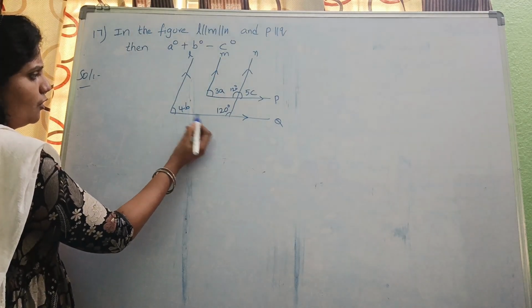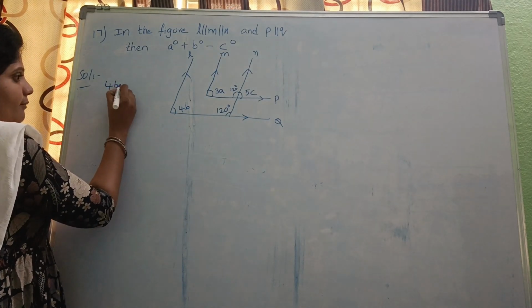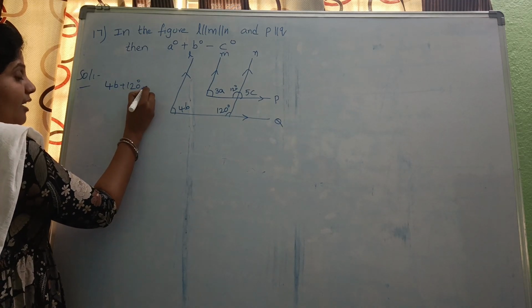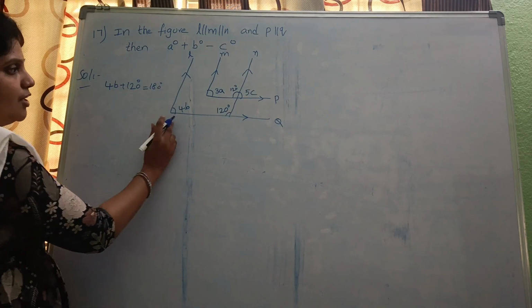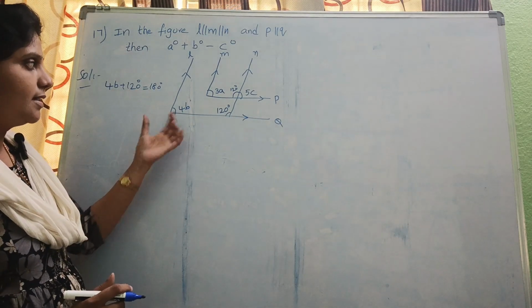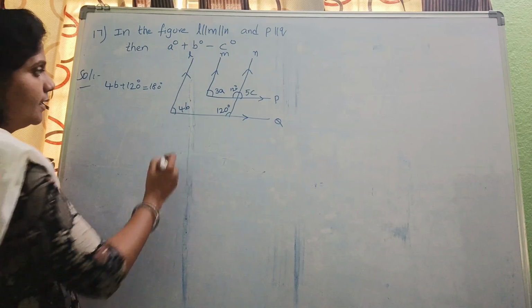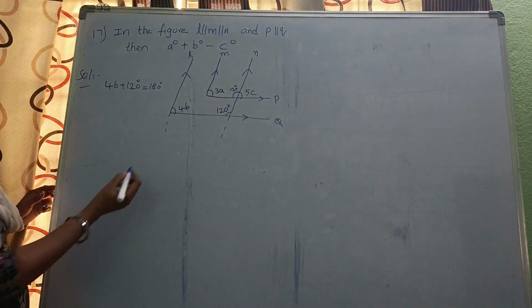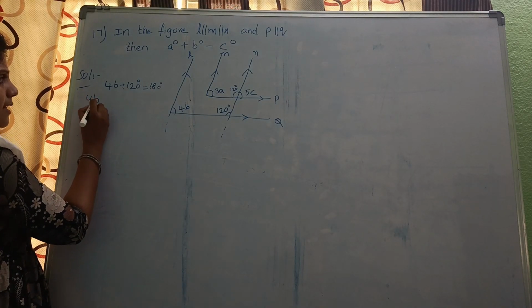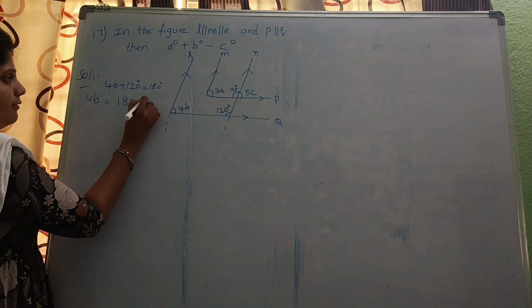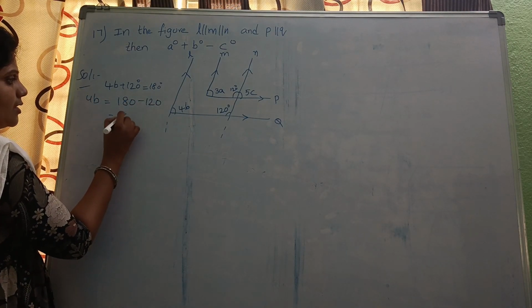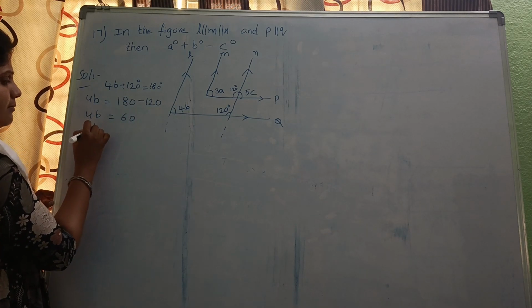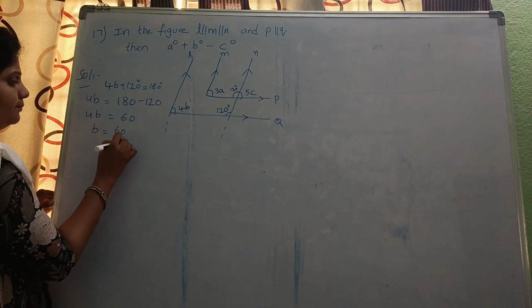So first we are going to solve 4B plus 120 is equal to 180. Why? Because what's the reason? These two are co-interior angles. Means these two lie on the interior part of the parallel lines. So these two are co-interior angles. 4B is equal to 180 minus 120, so 60. 4B is equal to 60. B is equal to 60 by 4.